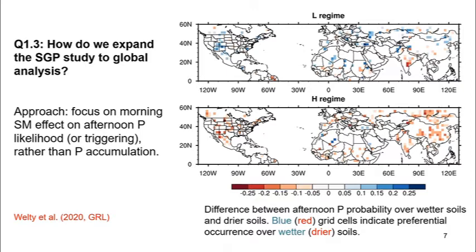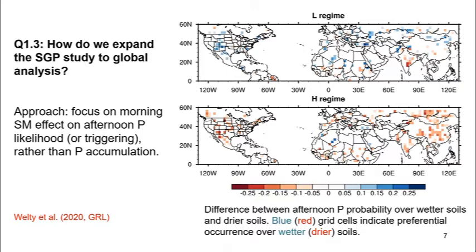Top panel shows the results for low regime and bottom panel for high regime. And in this figure, we show the difference between afternoon precipitation probability over wetter soils versus dry soils. Therefore, the blue color indicates preferential occurrence of precipitation over wetter soils. That's the case for low regime. Well, for high regime, the red color indicates preferential occurrence of afternoon precipitation over drier soils. And so that's pretty interesting results.